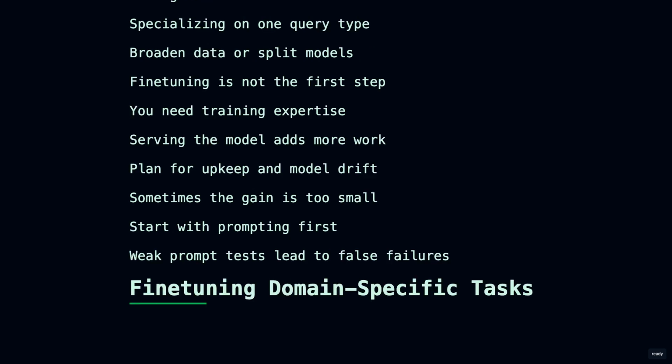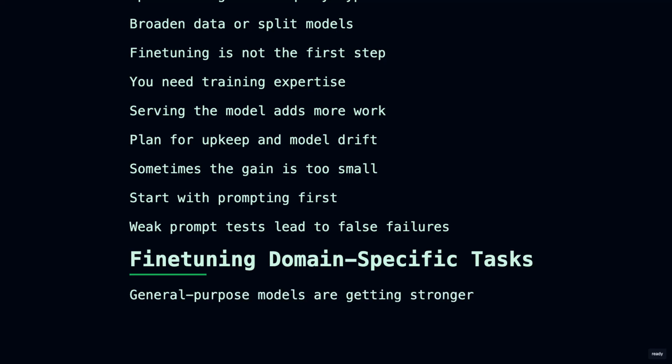In this section, we'll look at when domain-specific fine-tuning is actually worth it. The main question is not whether specialization helps, but whether it still beats strong general-purpose models. A common assumption is that you must fine-tune for every specialized task. But as general-purpose models improve, they often handle domain work surprisingly well, and sometimes outperform smaller specialized models.